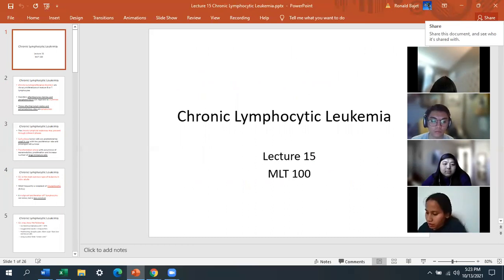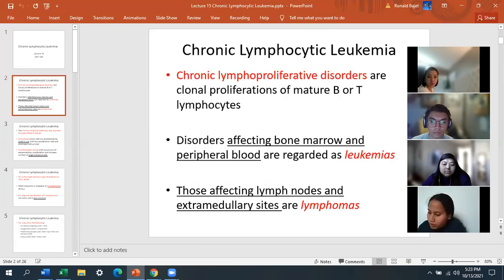So moving on to lymphocytic leukemia. Lymphoproliferative disorders are clonal proliferations of maturing B or T lymphocytes. And the difference between leukemia and lymphoma is that leukemias affect the bone marrow and lymphomas affect the lymph nodes. So if you get proliferation of immature lymphocytes and it originates in the bone marrow, it's a leukemia. And then if it affects the lymph nodes, then it's called a lymphoma.